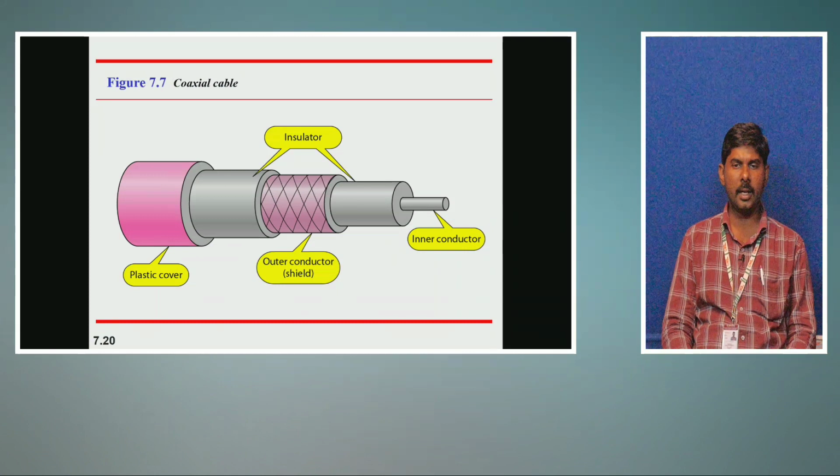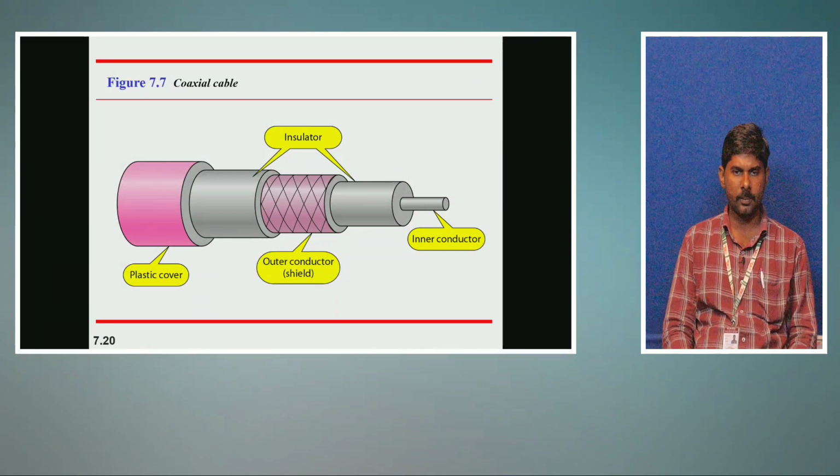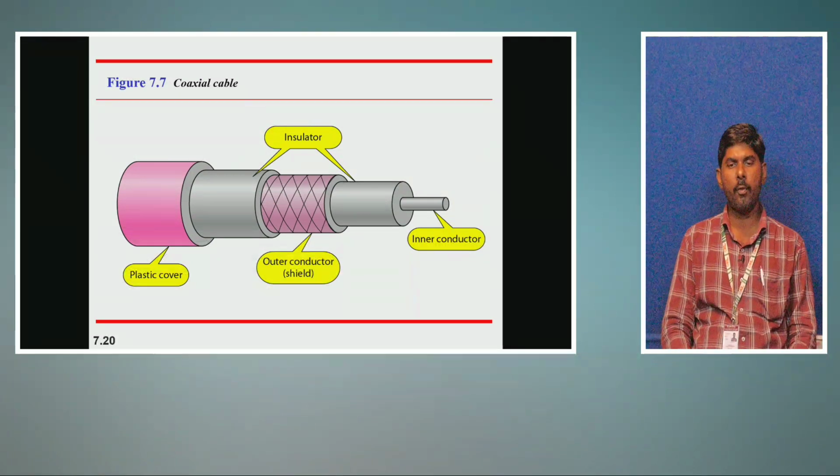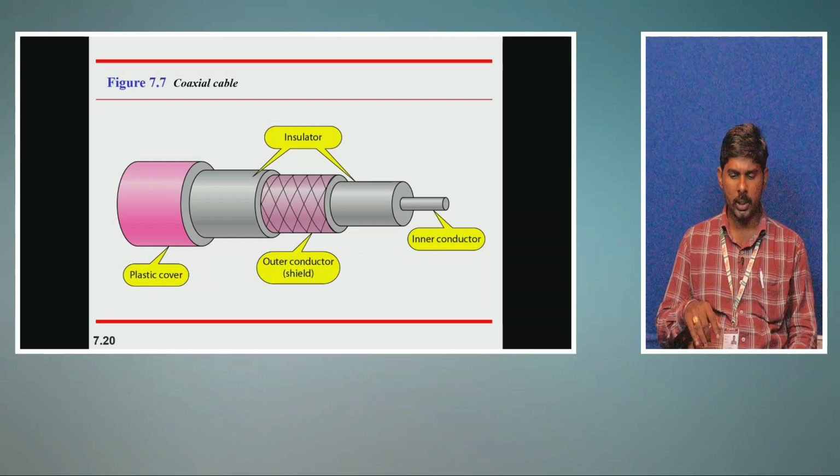Then the next category of data transmission is the coaxial cable, which consists of two conductors, an inner conductor and an outer conductor, with an insulator placed in between. So the inner conductor is there, then the insulator, then the outer conductor, shown in pink, which is the shield, then another insulator. Finally these two conductors are protected by an outer plastic cover.